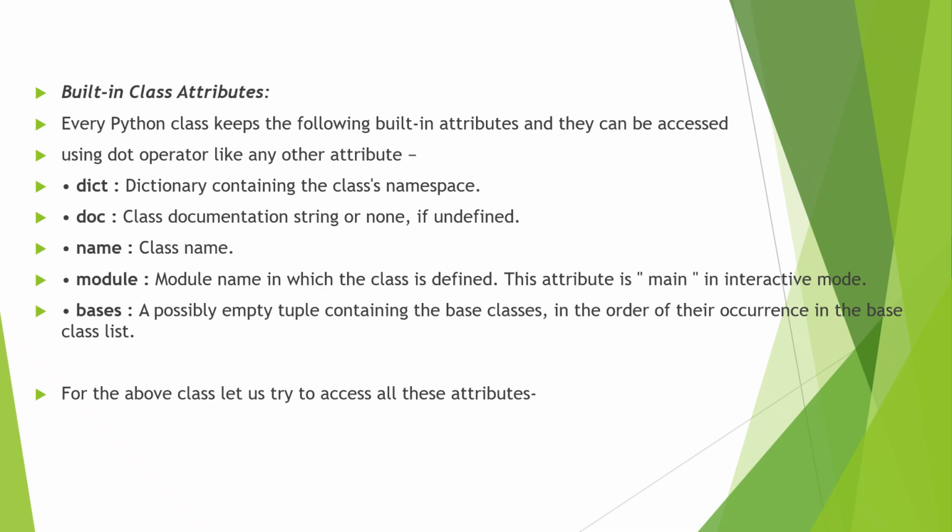Next, __name__. This attribute represents the name of the class. It returns the class name as a string. Next, __module__. This attribute indicates the module in which the class is defined. If the class is defined in an interactive session, it returns __main__. Next, __bases__. This attribute holds a tuple containing the base classes of the class. If the class does not inherit from another class, it returns an empty tuple.